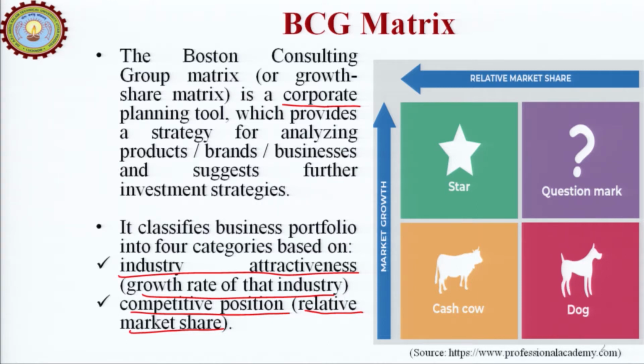So, there are four quadrants, or four categories, into which products, brands or businesses can be placed. First is star, second is question mark, third is cash cow, and the fourth is dog. Now, we will take a look at what these mean and how they help a manager to decide the strategies.